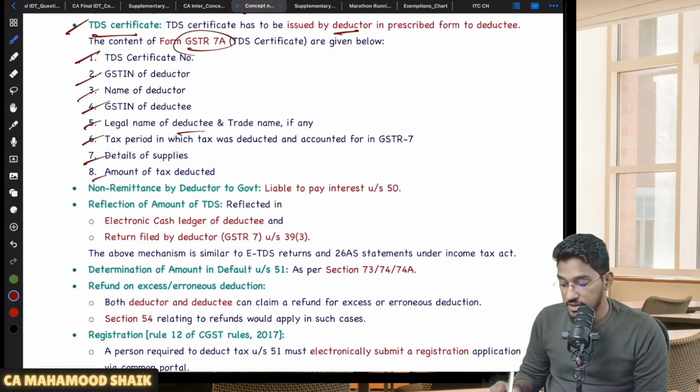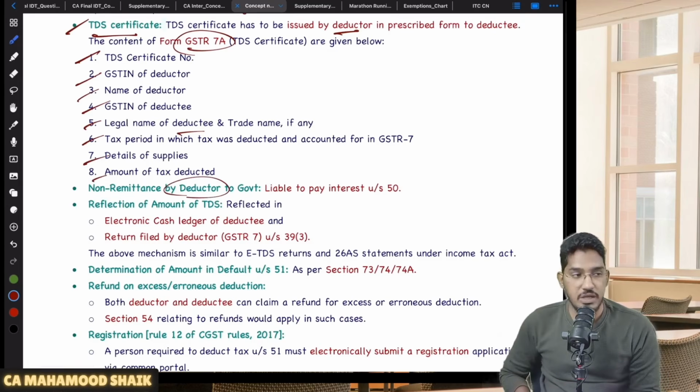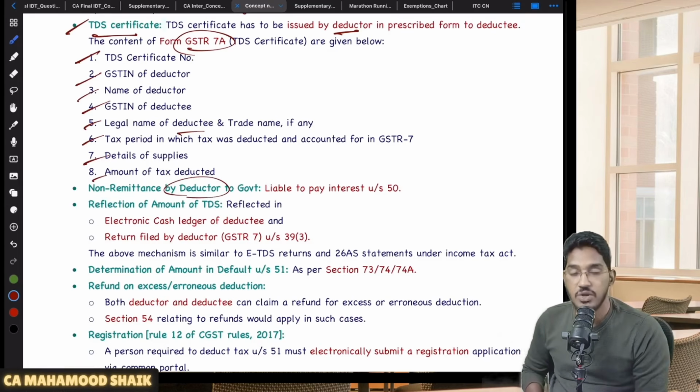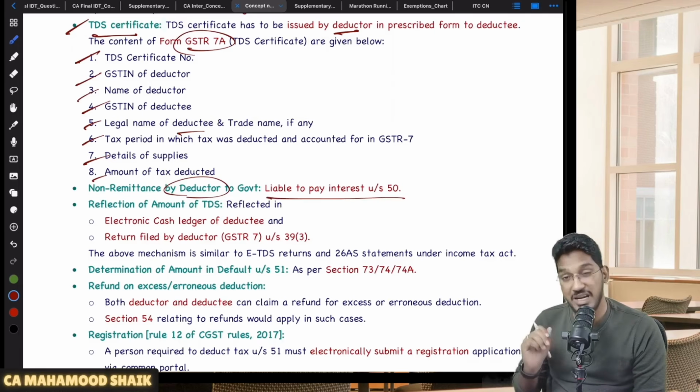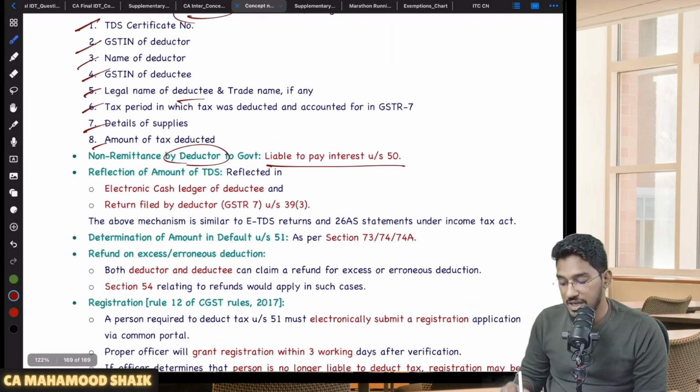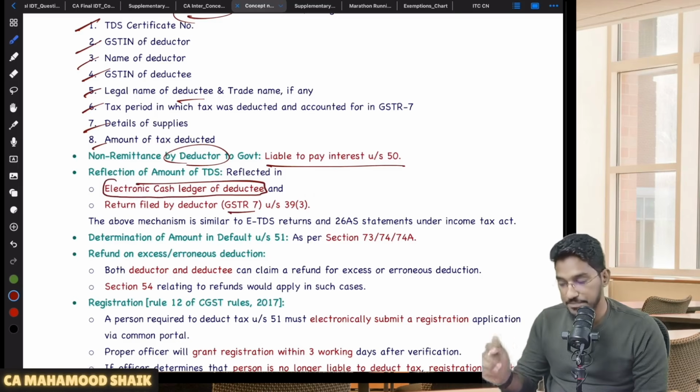Sir, what if the deductor is not remitting that amount to the government? He deducted TDS, but he is not remitting that amount to the government. What will happen? He will be liable to pay a penalty. He will be liable to pay interest under section 50. And whatever amount of TDS has been deposited, as I have told, will get reflected in the electronic cash ledger. And the deductor will file a return called GSTR 7.